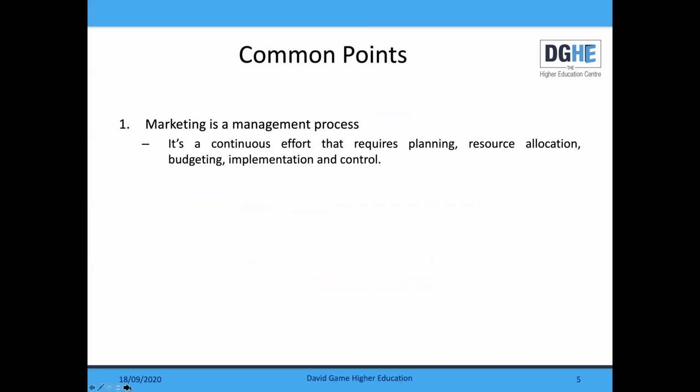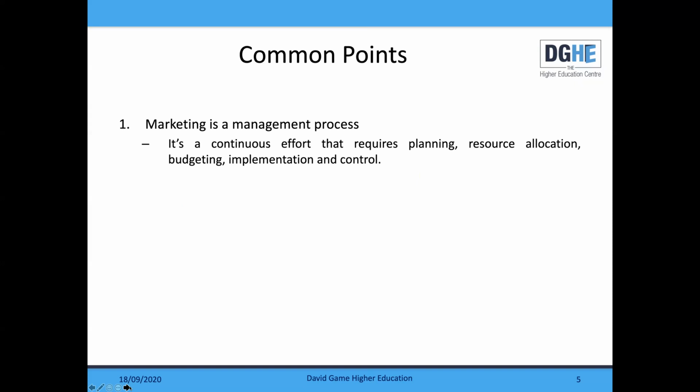So the first common point, marketing is a process, a management process, very similar to many other core functions of business. Human resources is a process, finance is a process, operations is a process, and marketing is no different from that. That means that it's not a one-off activity. It's a continuous effort that is repeated every single day, every single month, every single quarter, and every single year, which means that marketing requires a plan that has resources allocated, that has money and budgeting, that has some sort of implementation and some sort of mechanism of control.